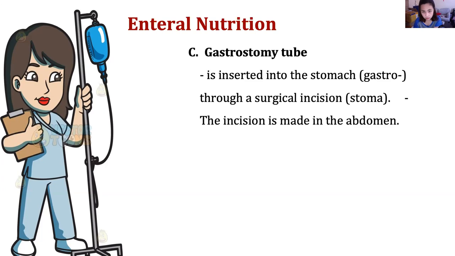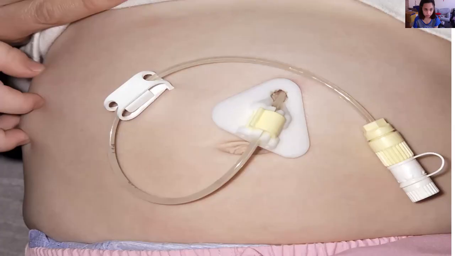So what is the third? This is the gastrostomy tube. As the name implies, gastrostomy: gastro means stomach and osto means opening. So they insert a tube into the stomach, and they create an incision to allow tube feeding. This is how the gastrostomy looks.